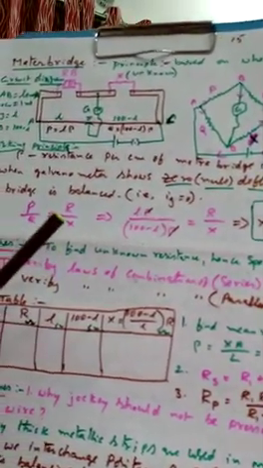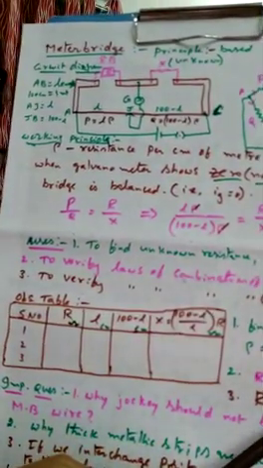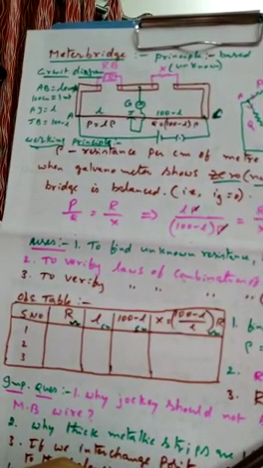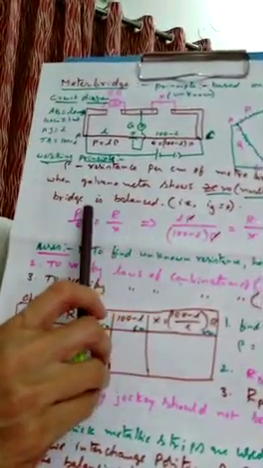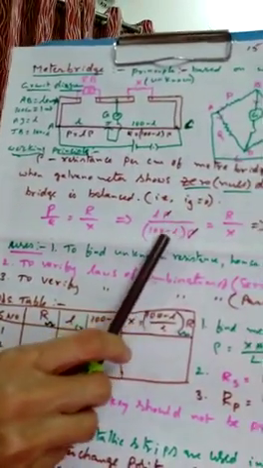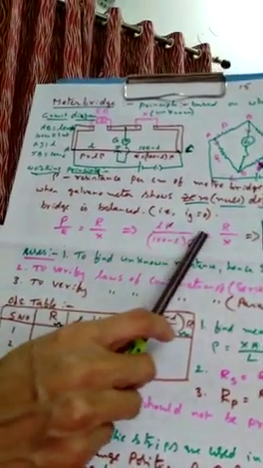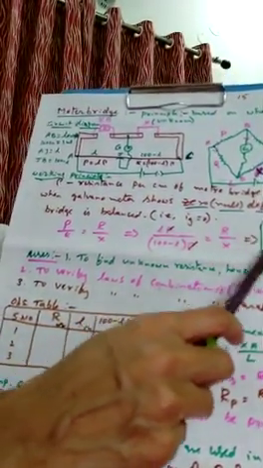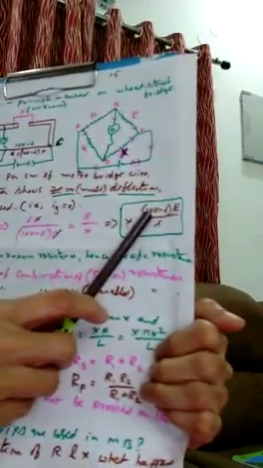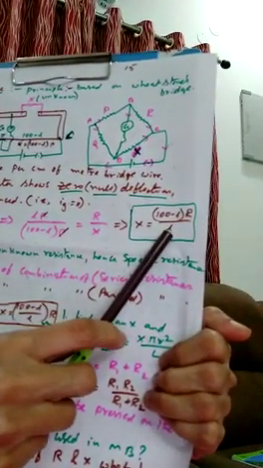Then at that time we say that the bridge is in balanced condition. It's clear? So we write here P is L into rho. And what is Q? Q is 100 minus L into rho, and that equals R by X. Rho and rho get cancelled. So we write the unknown resistance is given by 100 minus L into R upon L.